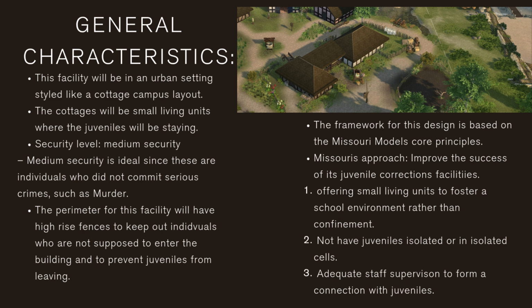Overall, the framework for the design is based on the Missouri model's core principles. And the core principles stated here are offering small living units to foster a school environment rather than confinement, which is why we chose cottages. And second, this also involves juveniles not being isolated or in isolated cells. And third, adequate staff supervision to form a connection with juveniles.